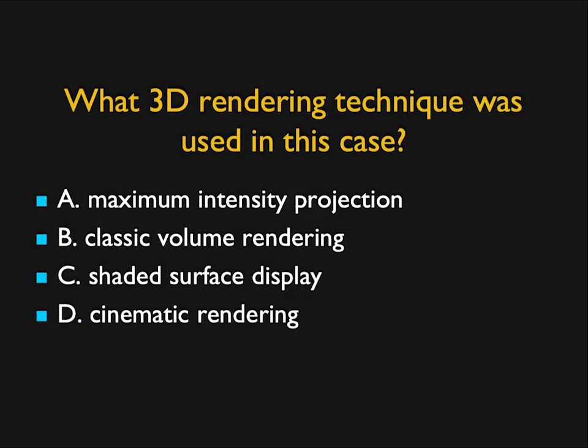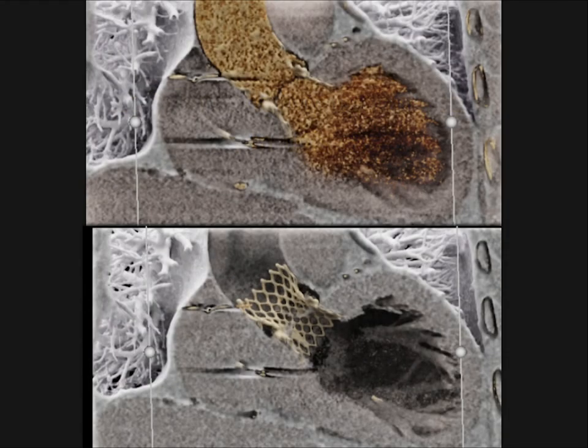In this case, I just love the images so much I had to ask you, what's the rendering technique? You can see I've changed the images. On the first image, the one on top, I'm showing you the blood flow, and in the bottom, blood is negative, and I'm showing you the patient's endovascular stent. This is a beautiful use of cinematic rendering.